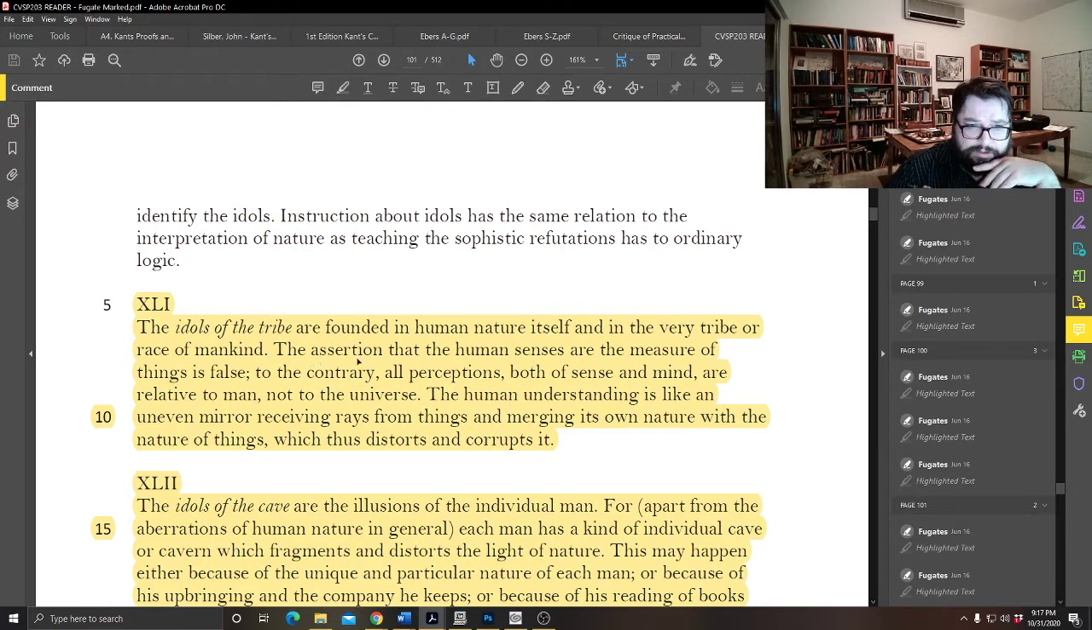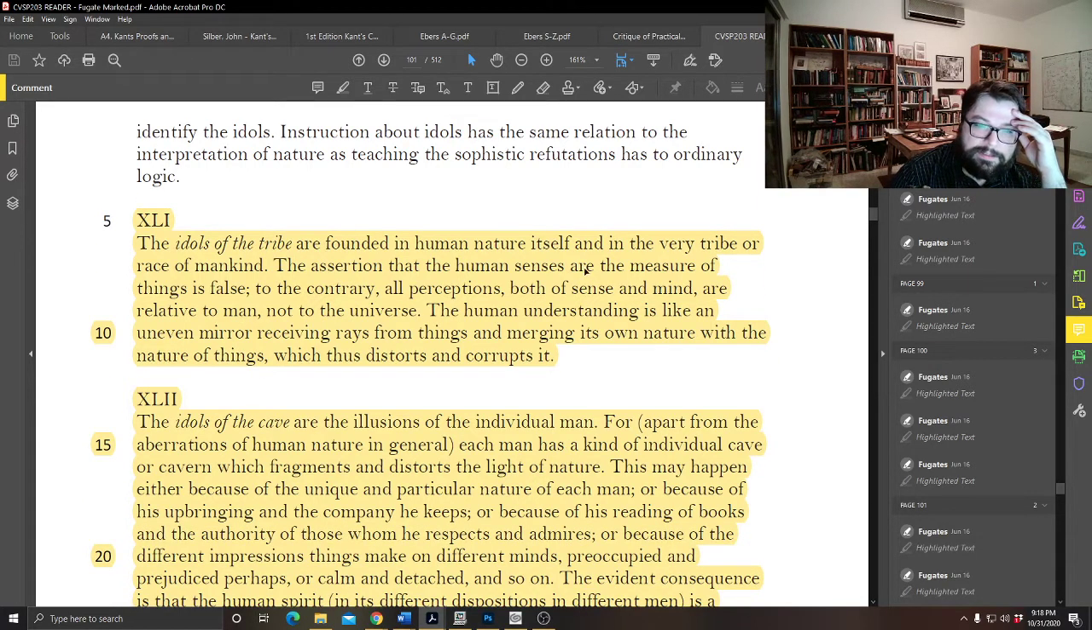So the assertion that the human senses are the measure of things is false. One of the idols is the belief that the senses are not deceptive, that the senses give us truth. That's one of the idols that is in our human nature. You've probably all heard the phrase, seeing is believing, right? That's not really true, is it? I see a rainbow in the sky. Maybe I believe it, but I shouldn't. If I believe everything that I see, then I would be greatly misled in many, many cases.